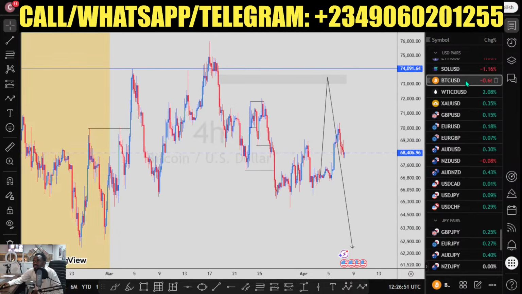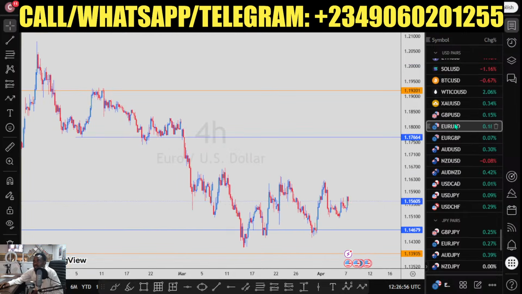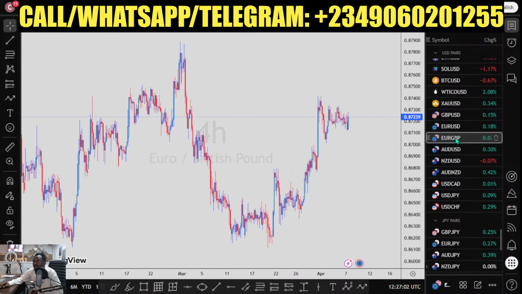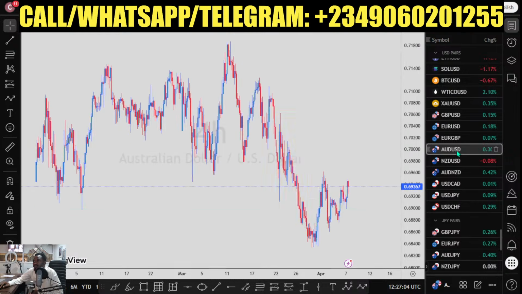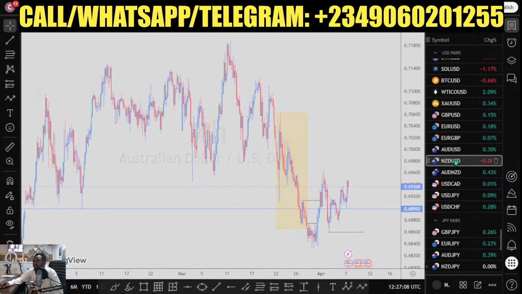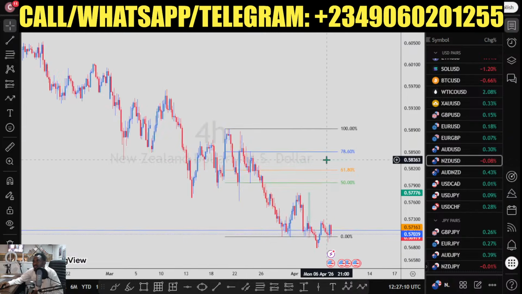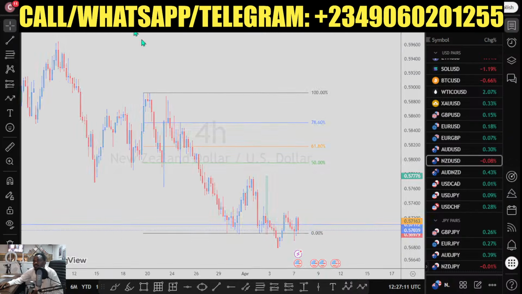BTC, nothing realistic there. Euro USD, nothing yet. Euro GBP, nothing yet. AUD USD, still downward. New Zealand USD, let's check the 15-minute chart.